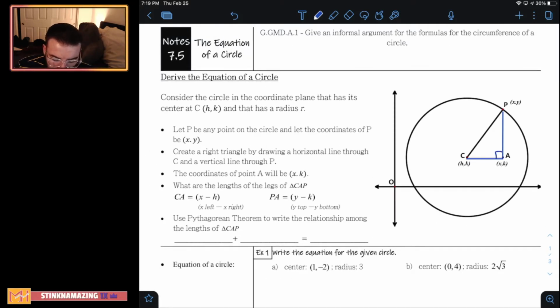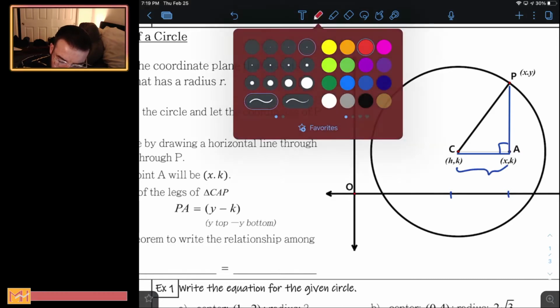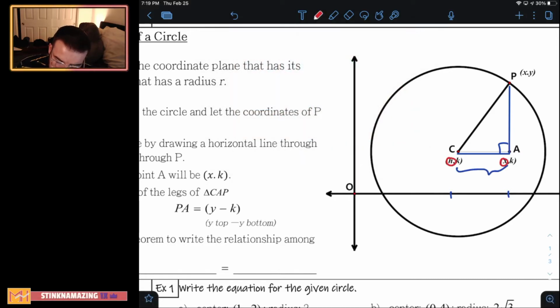The coordinates of point A will be (x, k). What are the lengths of the legs of triangle CAP? Well, if we take x and subtract h, we find the distance, right? Because we're talking about the x values. Say this coordinate is at 10 and this is at 5. What's the distance between 10 and 5? 5. 10 minus 5 is 5. So what you do is you subtract the two, right? That's x minus h long.